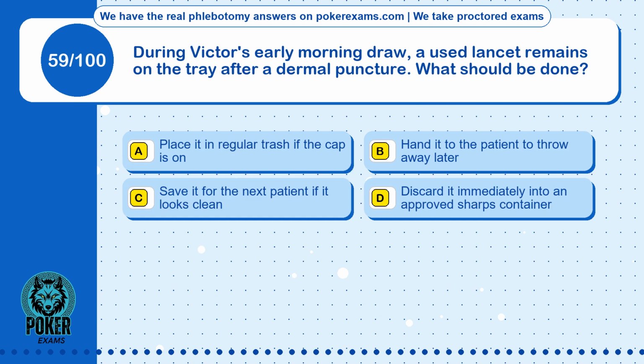Question 59. During Victor's early morning draw, a used lancet remains on the tray after a dermal puncture. What should be done? Option A, place it in regular trash if the cap is on. Option B, hand it to the patient to throw away later. Option C, save it for the next patient if it looks clean. Option D, discard it immediately into an approved sharps container.